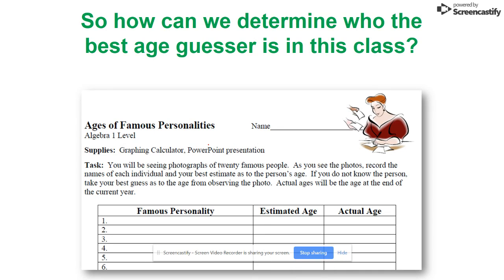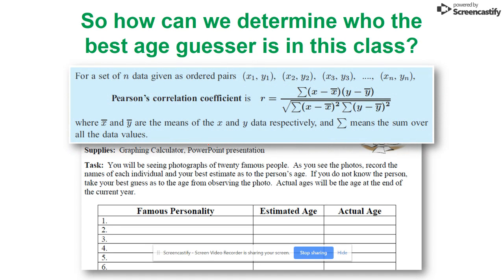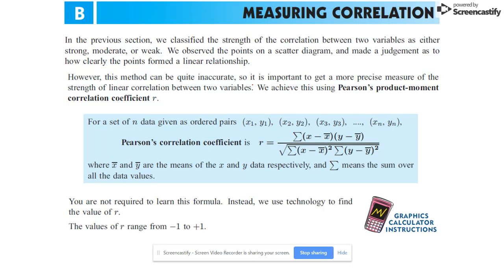So back to our guessing the age activity, what we want to be able to do is figure out what number can we put to our own data set that would help me know how well I did. And that's where r, Pearson's correlation coefficient, comes in. This formula is not something you have to have memorized. We're going to do it by hand here, but it's not something you have to replicate on an exam by any means. You would always use your calculator to do this.